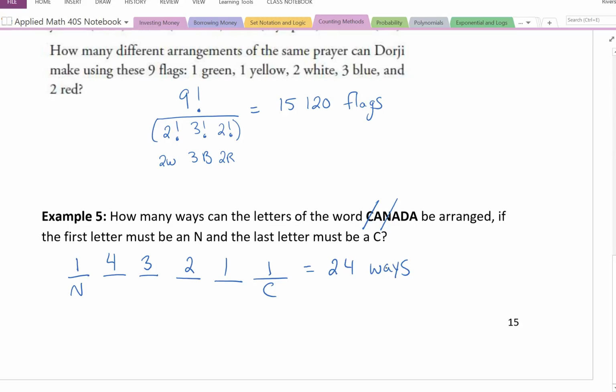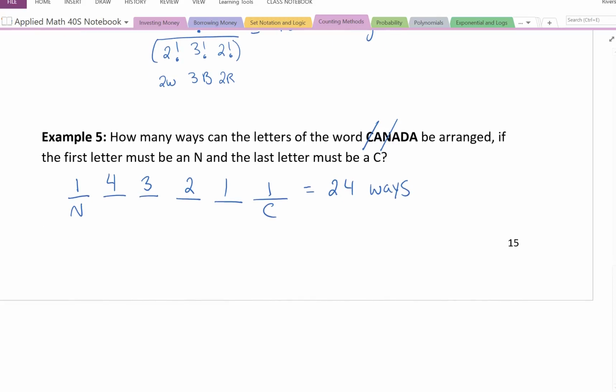But then I can hear you saying, wait a minute, there are 3 A's in the word Canada. This would be fine if those A's were different letters, but because there are identical objects, we need to get rid of those. Right? So let's just write that down.